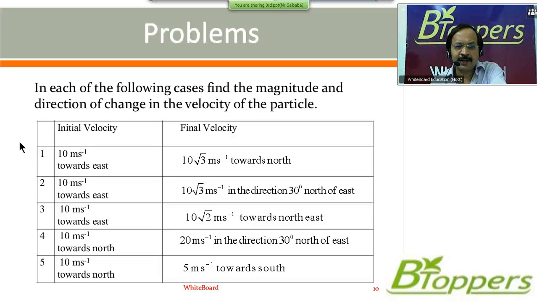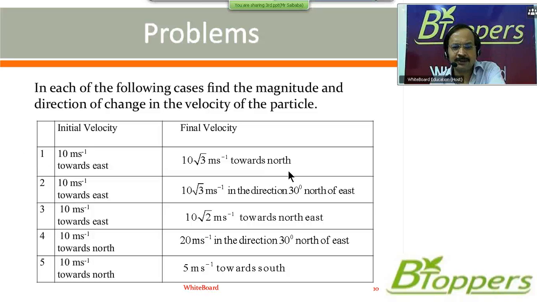That means on the left hand side, for each problem I have given you the initial velocity. On the right hand side, I have given you the final velocity. In the first problem, the particle has an initial velocity of 10 meters per second towards east, and its final velocity is 10 root 3 meters per second towards north. And you have to find the magnitude and direction of the change in the velocity of each particle.